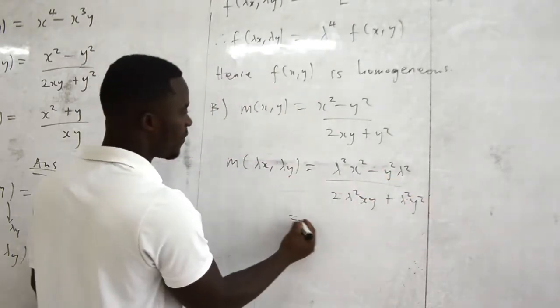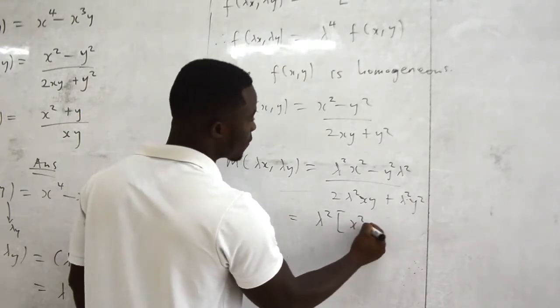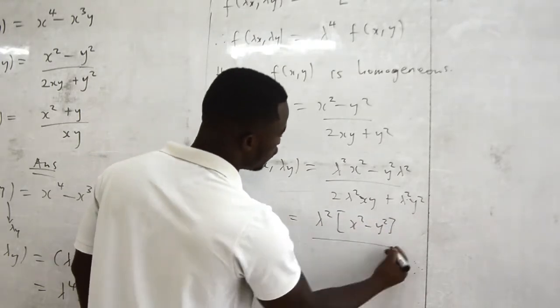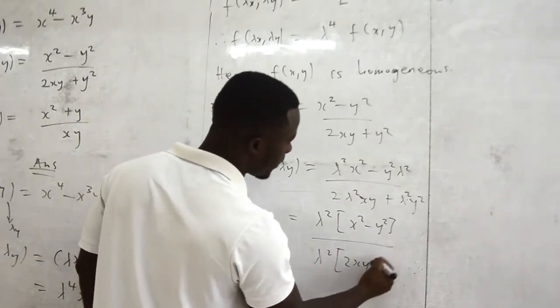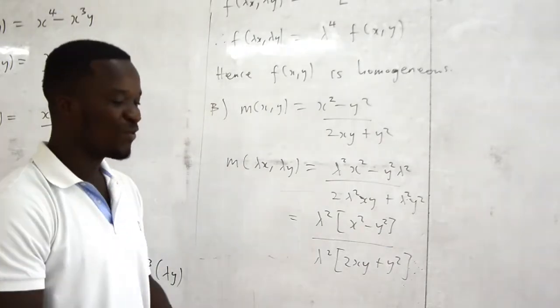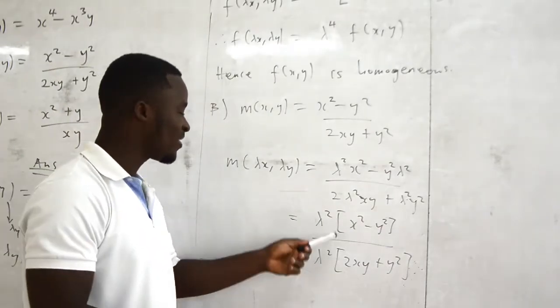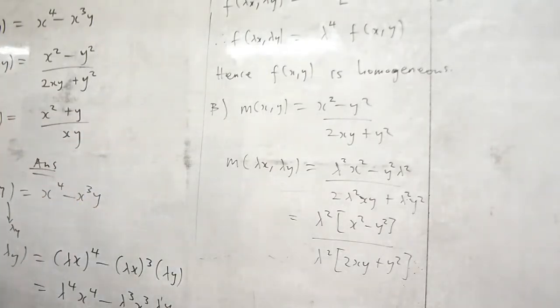Lambda is common, so I'll factor the lambda squared out in the numerator, x squared minus y squared, and the denominator will have lambda squared out, 2xy plus y squared. Yeah, I can do that. Don't take this one to cancel this one, otherwise you will not fulfill the real definition of a homogeneous function.